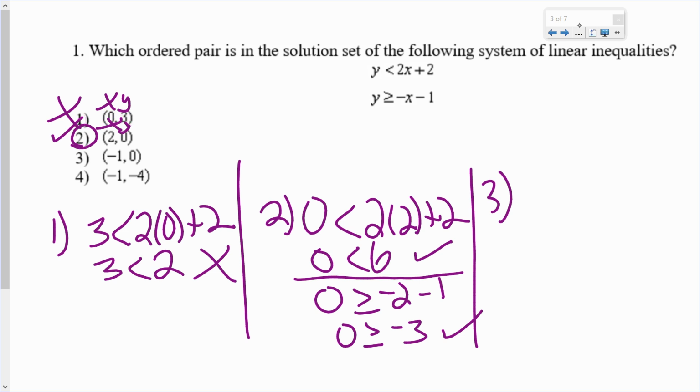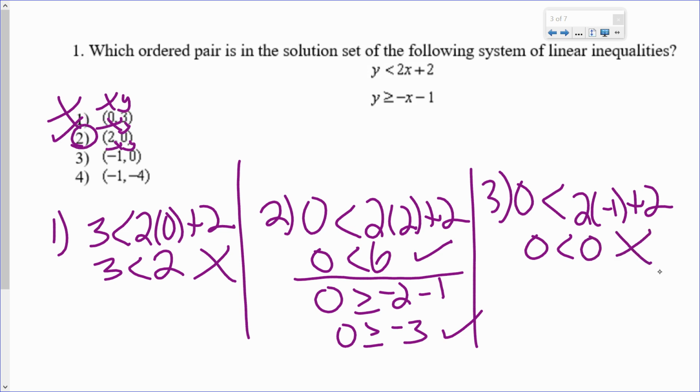And top inequality, so this would be x, this would be y. 0 is less than 2 times negative 1 plus 2. 2 times negative 1 is negative 2 plus 2 is 0. No, 0 is not less than 0.